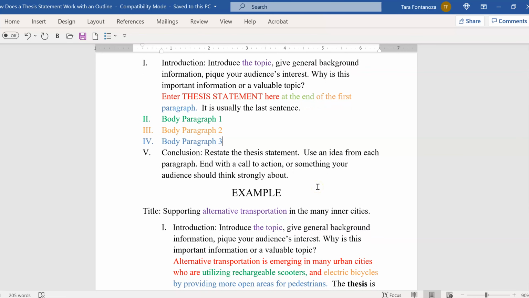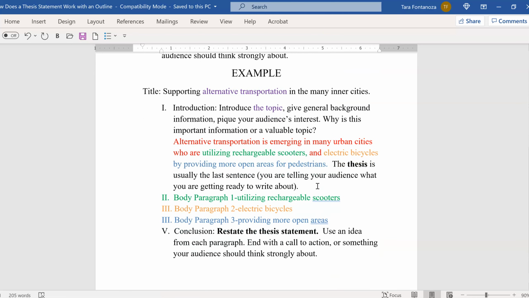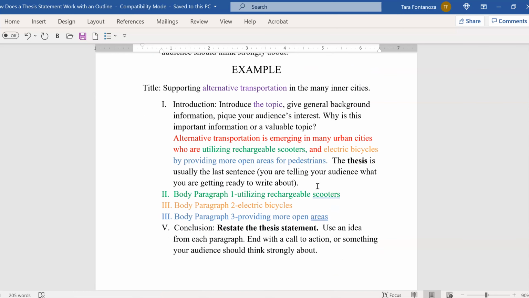So let's say that I got an assignment from an instructor that said, okay, we want you to tell us how alternative transportation is being used in different cities across the U.S. Okay, so the title is Supporting Alternative Transportation in the Many Cities or in Inner Cities. So something like that. That's, let's say, my prompt.